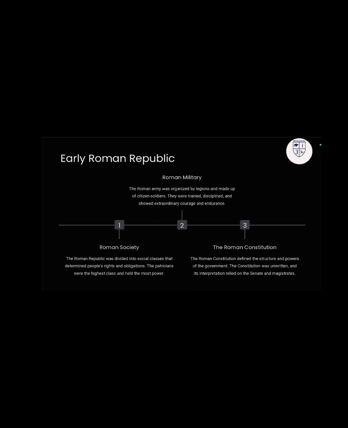Roman military. The Roman army was organized into legions and made up of citizen soldiers. They were trained, disciplined, and showed extraordinary courage and endurance. As I said, the Roman army was organized into legions, which are small groups made up of citizen soldiers. Citizen soldiers means the citizens were made into soldiers. They were trained, disciplined soldiers who showed extraordinary courage and endurance.